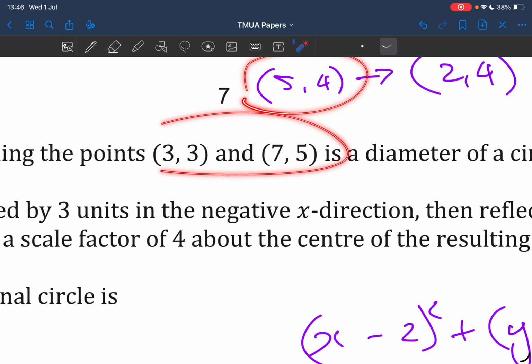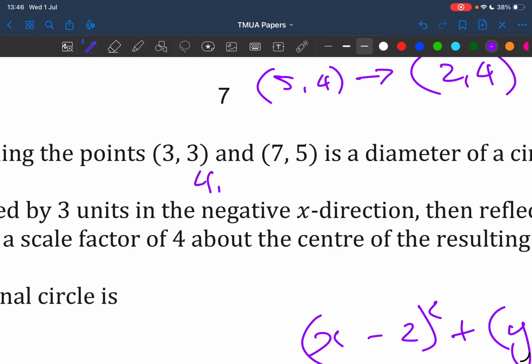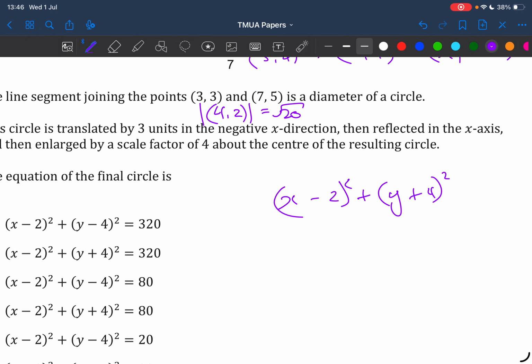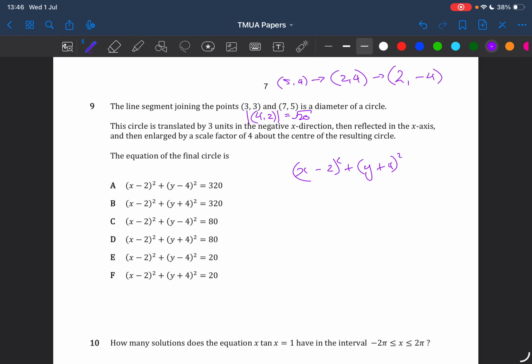So this was the midpoint. The vector difference is 4, 2. So if you think about the magnitude of that, 4 squared is 16, 2 squared is 4, add them together, I get 20. So it's root 20 for the magnitude. So that's the radius of our circle, basically. So this should equal 20, i.e. that thing squared. But we've times by 4. So times by 4, 4 squared. So I think the radius was times by 4.